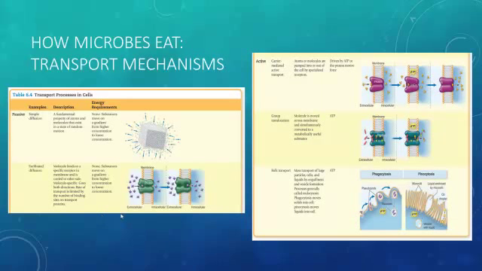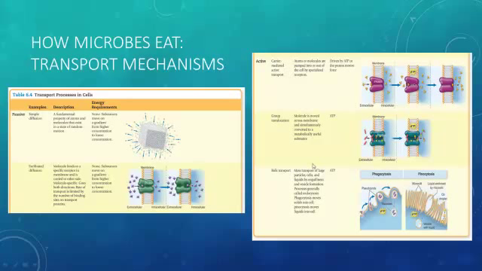The first of these is carrier-mediated active transport. This is similar to the facilitated diffusion in that a protein helps carry these molecules across the membrane. However, in this case, since it is going against the concentration gradient, in other words, it's going from an area of low concentration to an area of higher concentration, the carrier must use ATP to help this transport occur.